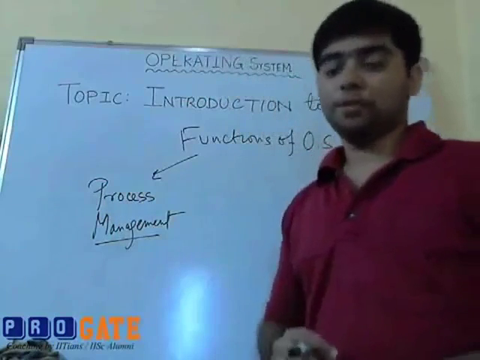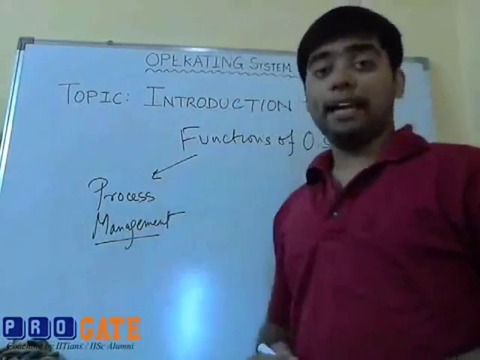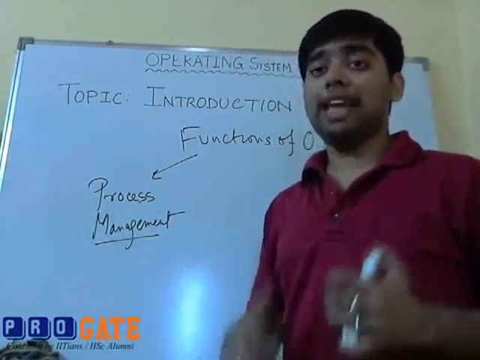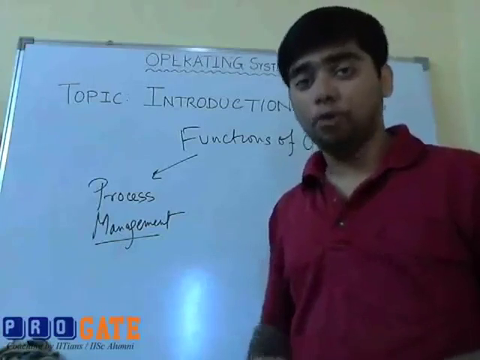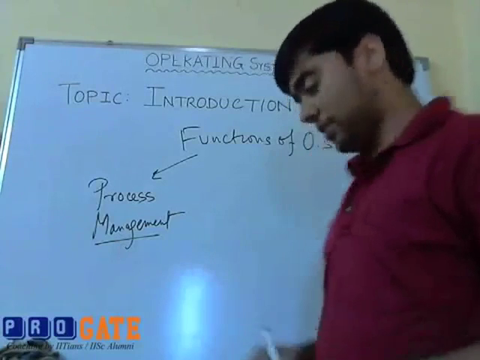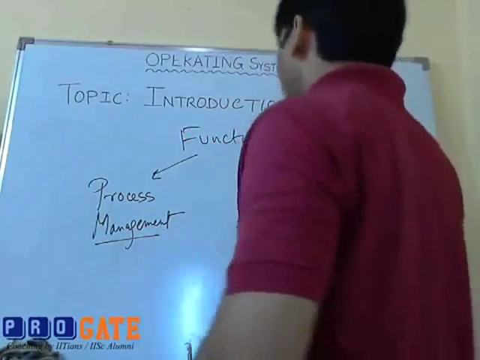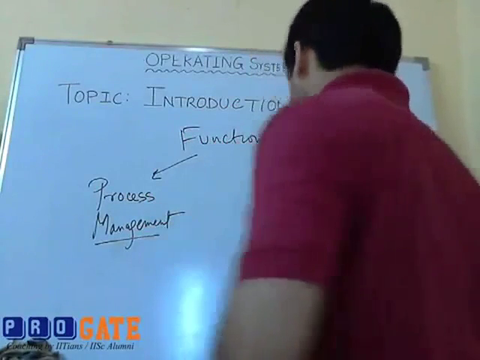Now, the first is process management. Now, what is a process? We will come to this topic in details later, but for now, it would suffice to know that the applications that we are running on the computer are nothing but processes. So, the first function of the operating system is process management.